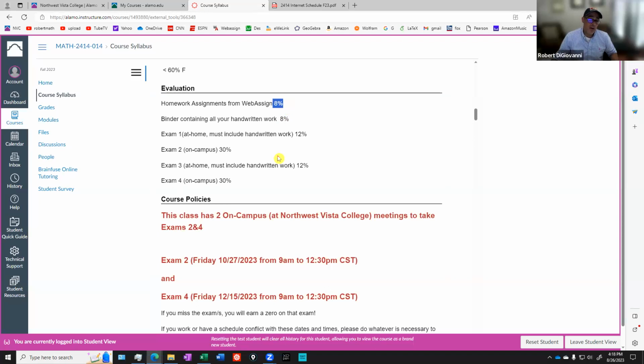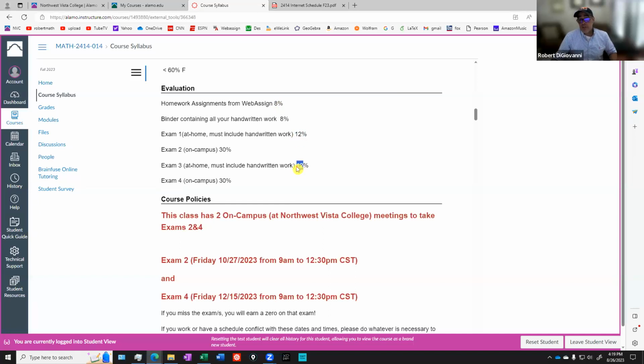Then I'm going to require you to have a binder that has all of your handwritten work for all the homework you do online and the exams that you do online. All of that work must be kept in a binder. I will mention more about that later. That makes up another 8% of the grade. Then you have two exams, exam 1 and exam 3, that are done at home, and those are each worth 12% of your grade.